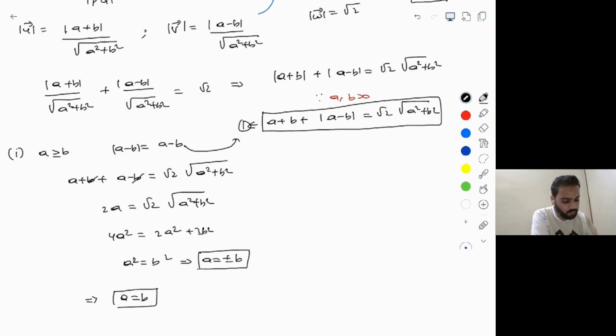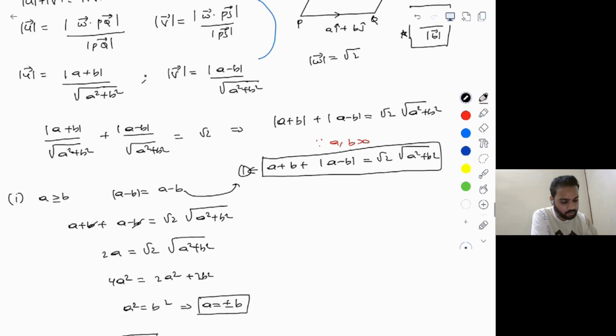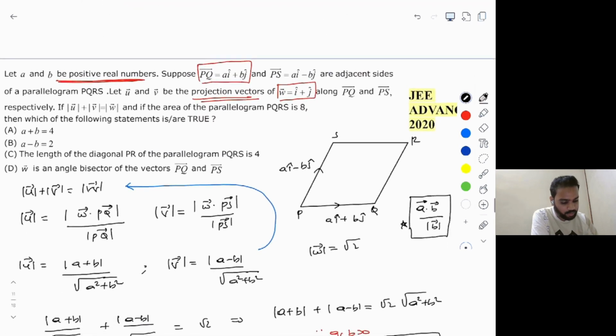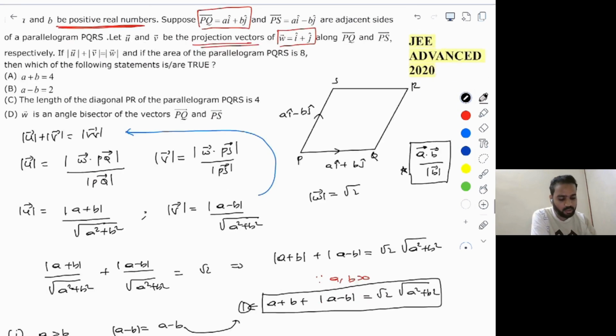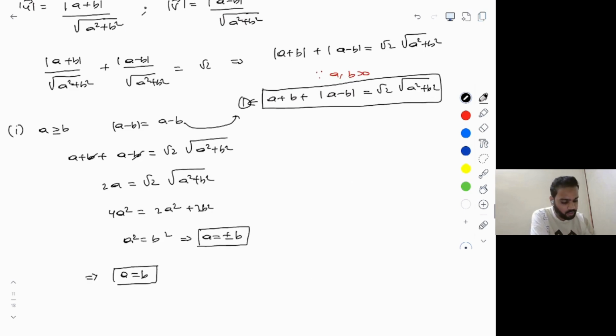Okay. Now we got one condition here that A is equal to B. And now let's read the options here. What are the options now? First option is A plus B is equal to 4. Second option is A minus B is equal to 2. Which means we are still supposed to find out the values of what? A and also B here. Okay.